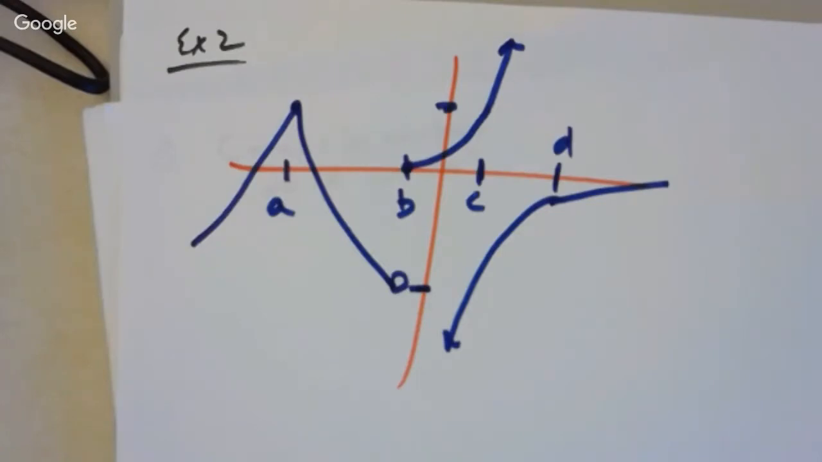Okay, Sean, so D is an easy one. The limit exists. Okay, what about A? You said A too, correct? Okay, why do you think the limit exists at A?